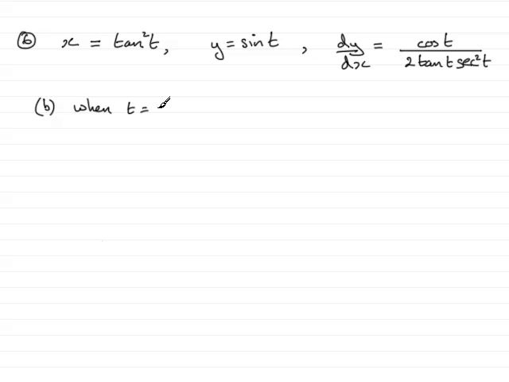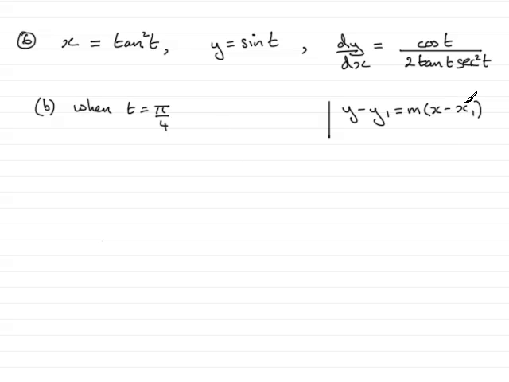So when t equals pi upon 4, in order to find the equation of a tangent, I'm going to use the fact that a tangent is a straight line, and the equation of any straight line is of the form y minus y1 equals m bracket x minus x1, an equation that you should be familiar with, where x1 and y1 are particular points on the curve and m is the gradient.